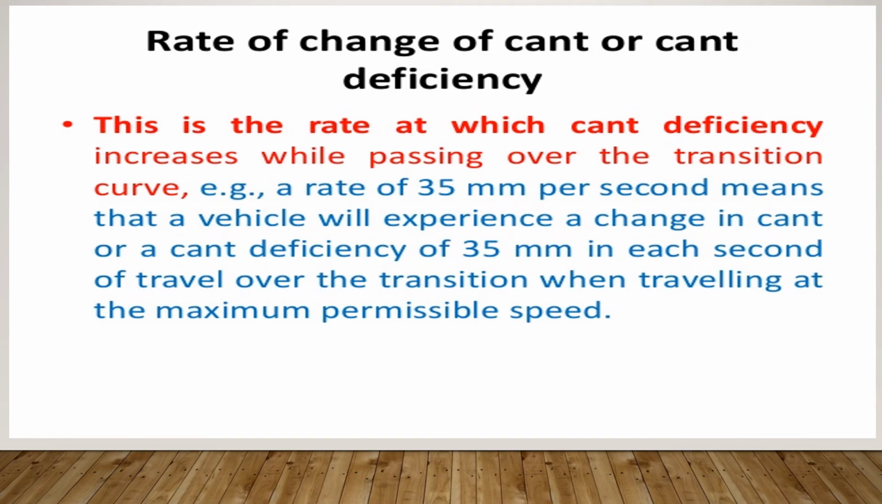Rate of change of cant or cant deficiency. This is the rate at which the cant deficiency increases while passing over the transition curve. That is, a rate of 35 mm per second means that a vehicle will experience a change in cant or cant deficiency of 35 mm in each second of travel over the transition when traveling at the maximum permissible speed.